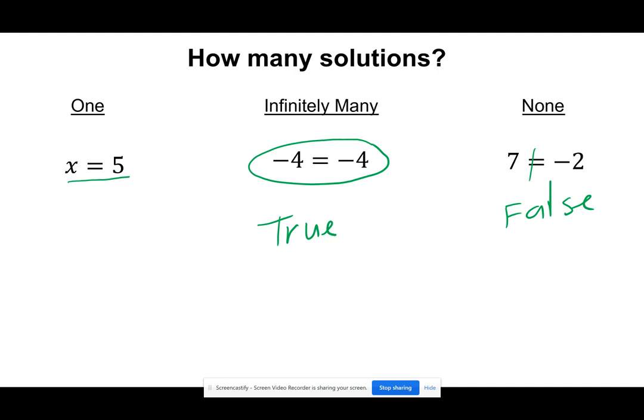Okay, so just take a look at your very last step, your final answer. If you have a variable equals a number, it's one solution. If you have a true statement, it's infinitely many. If you have a false statement, there are no solutions.